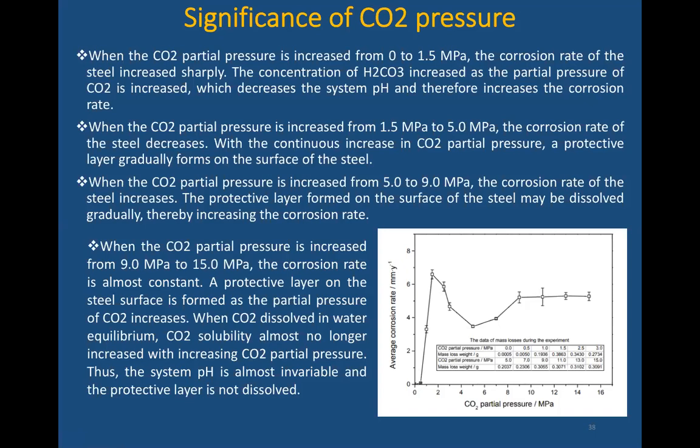So when CO2 dissolves in the water at equilibrium, CO2 solubility almost no longer increases after a certain time, because CO2 solubility reaches the saturation point. After that point, there will be no CO2 dissolution, the system pH is almost invariable, and the protective layer is not dissolved. So based on this figure, we have different points showing how CO2 pressure influences the corrosion. I guess it is clear, okay? So if this type of question comes, you have to draw the curve and explain all these points.